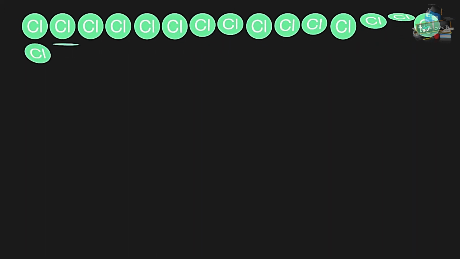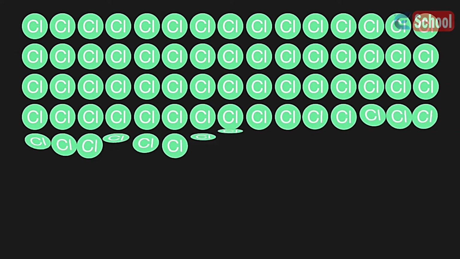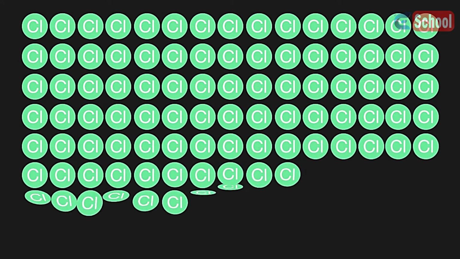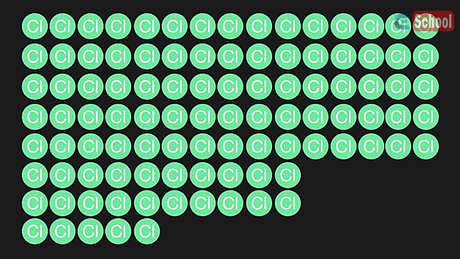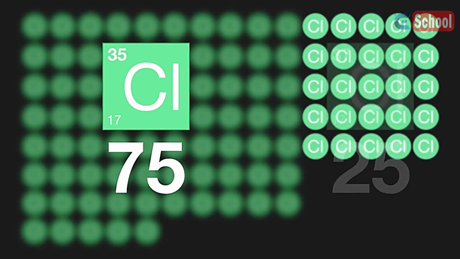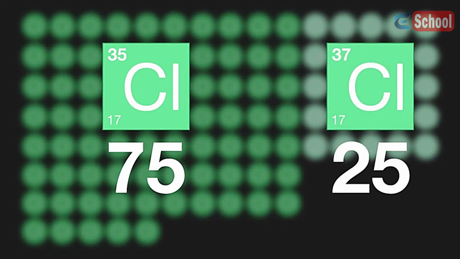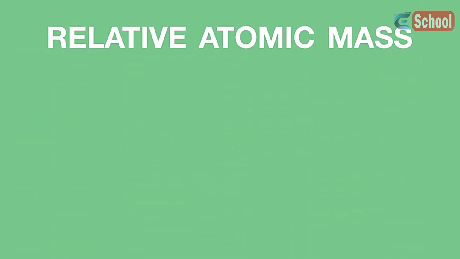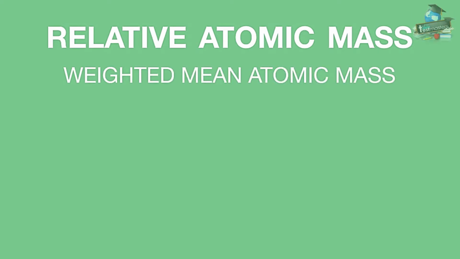One way of visualizing this is to imagine that you have a sample of 100 naturally occurring chlorine atoms. Based on the abundance in the example already given, 75 of these would be chlorine-35 and 25 would be chlorine-37. Knowing this, we can work out the relative atomic mass, in other words, the weighted mean atomic mass. And we can do this using a formula as follows.